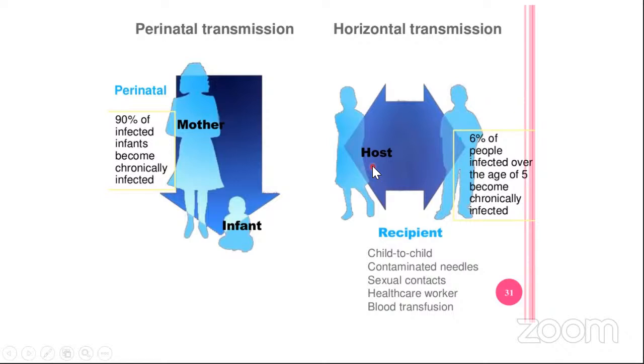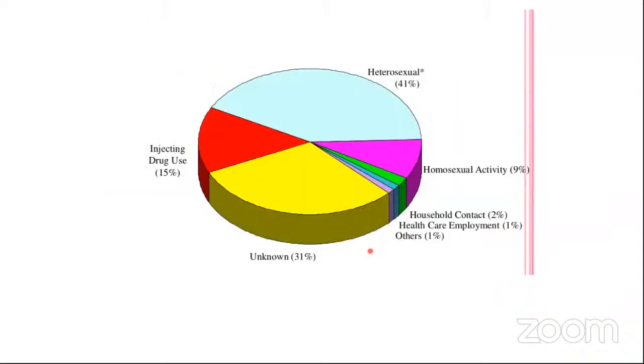Another one is how it is transferred from one host to another, 6%. So that is child to child, contaminated needles, sexual contact, healthcare workers, as well as blood transfusion. And that is the reason, students, it is very important when you are donating any blood. Okay, so you should not have the hepatitis B infection, hepatitis A infection, or HIV infection. So that is very important. Otherwise, there will be a threat to the life of other persons also.